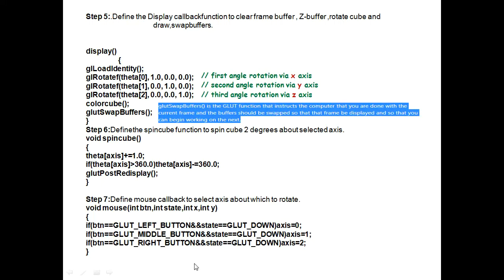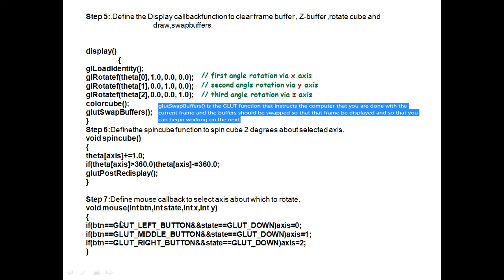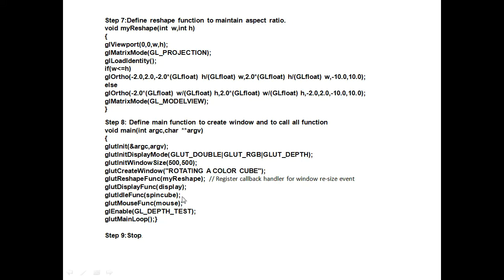Okay, next we will move to the main function. Here, simultaneously we are calling glutIdleFunc and glutMouseFunc. The meaning of this is spin cube will go on spinning in its own direction, in a clockwise direction. Whenever any mouse event is raised by the user by clicking on the left, right, or middle button, automatically it stops spinning and moves to the function called mouse function. It changes the axis value, then once again it starts moving in a particular direction. So this is about the color cube rotation.